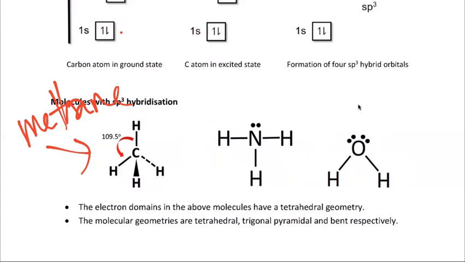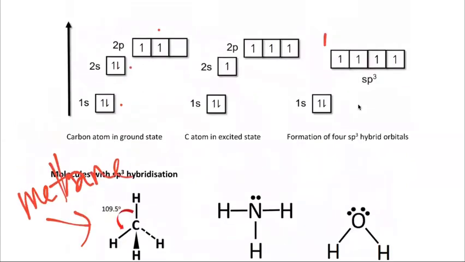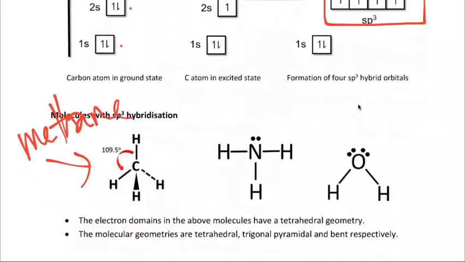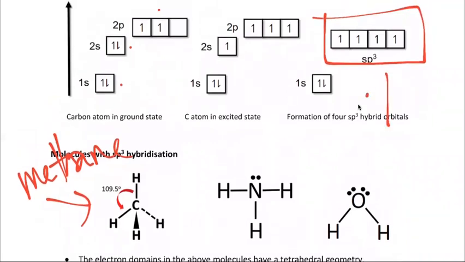So if we go back up here and look at this orbital diagram, sp3, there's 4 different hybridized orbitals here. And that means that when you have a molecule with sp3 hybridization, it is going to have tetrahedral electron domain geometry, because it has to have 4 electron domains, because there are 4 of these hybrid orbitals.